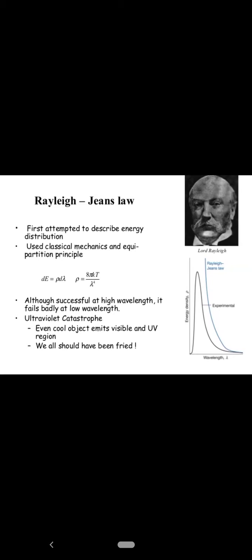Then there was the first attempt to describe the energy distribution of a black body, which was done by Lord Rayleigh and Jeans, and is popularly known as the Rayleigh-Jeans law. This used classical mechanics and the equipartition principle to describe the energy distribution. The result of this was rho is equal to 8 pi kT upon lambda to the power 4. This law was successful at high wavelength, but it fails badly at low wavelength.